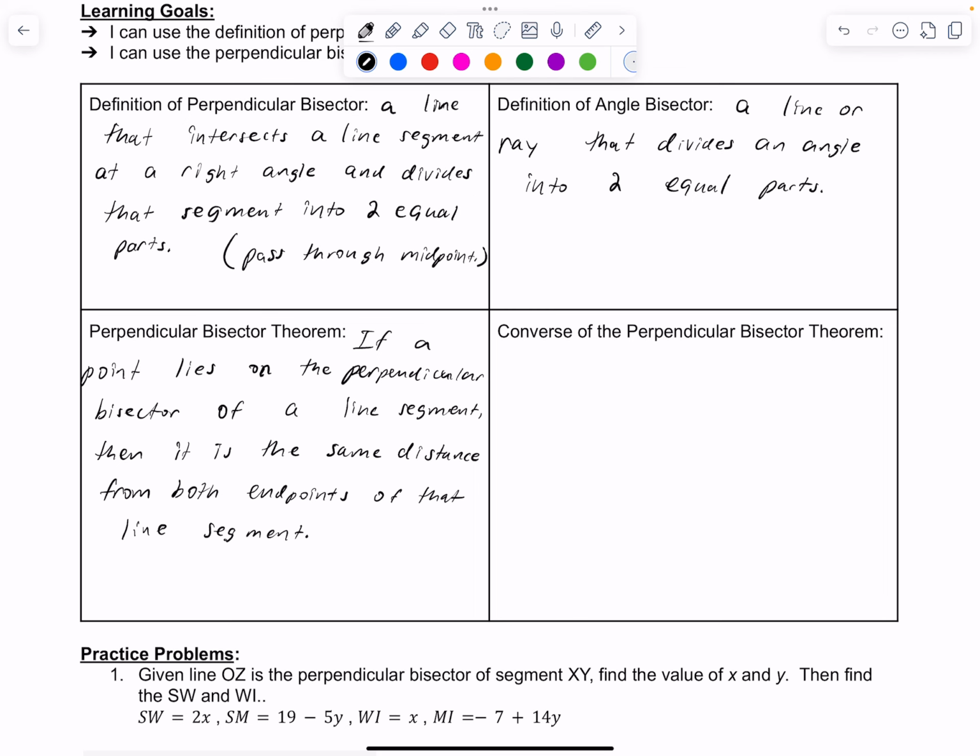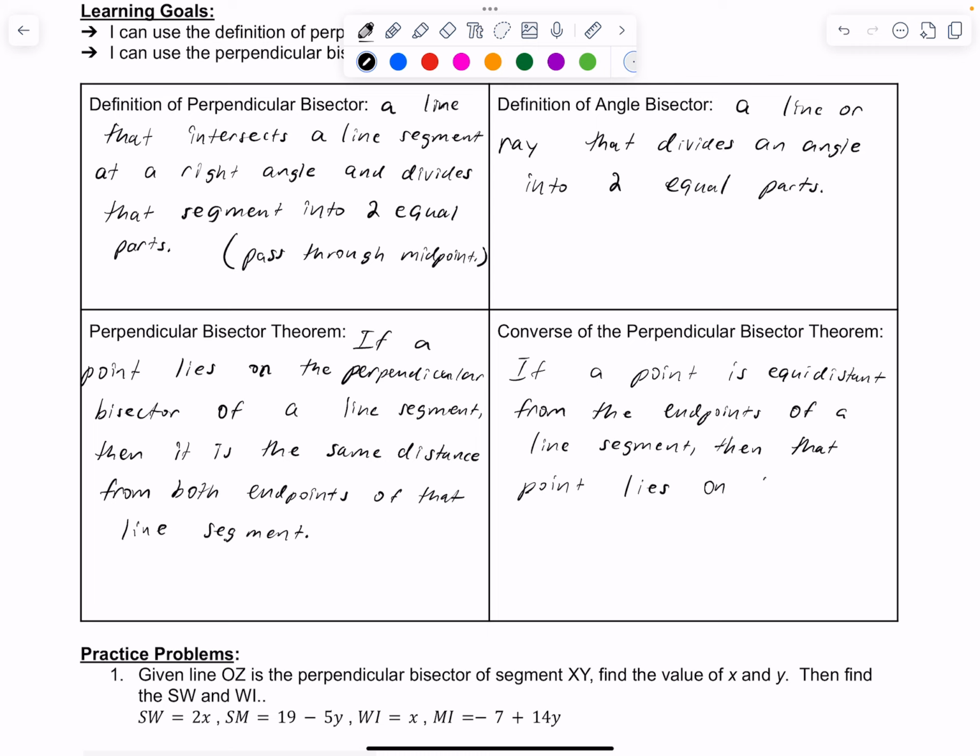Okay, so let's do the converse of that. For the converse, we're just going to switch the order. If a point is equidistant from the endpoints of a line segment, then that point lies on the perpendicular bisector of that line segment.